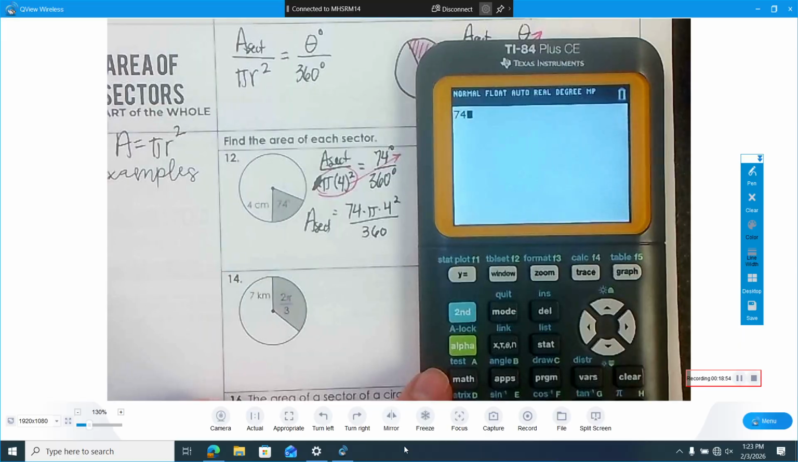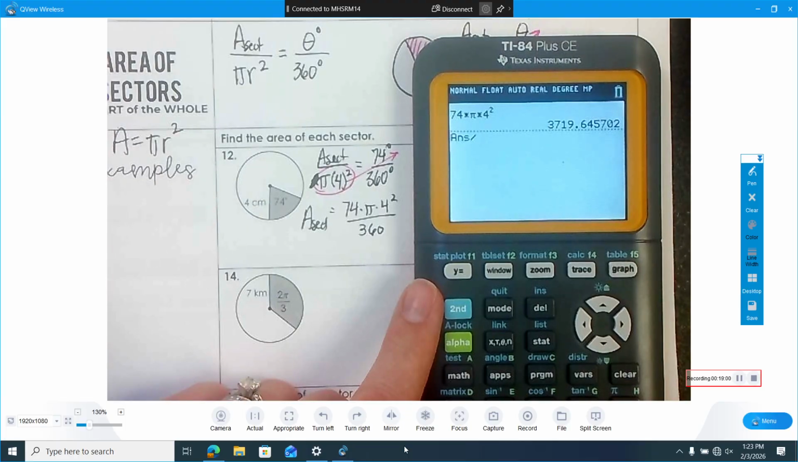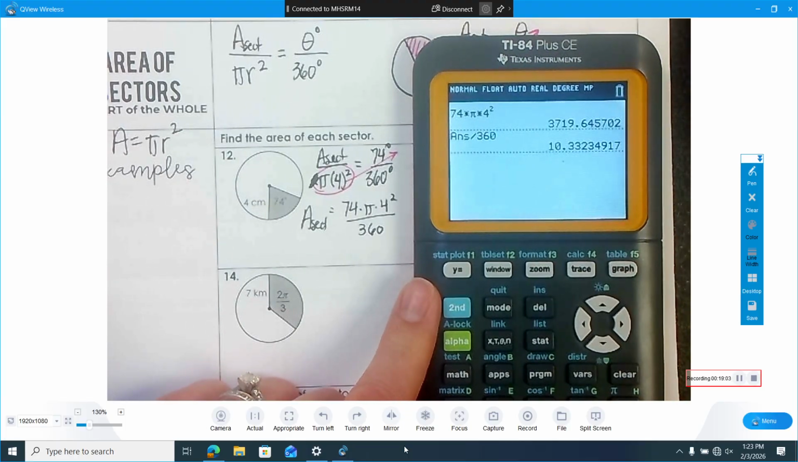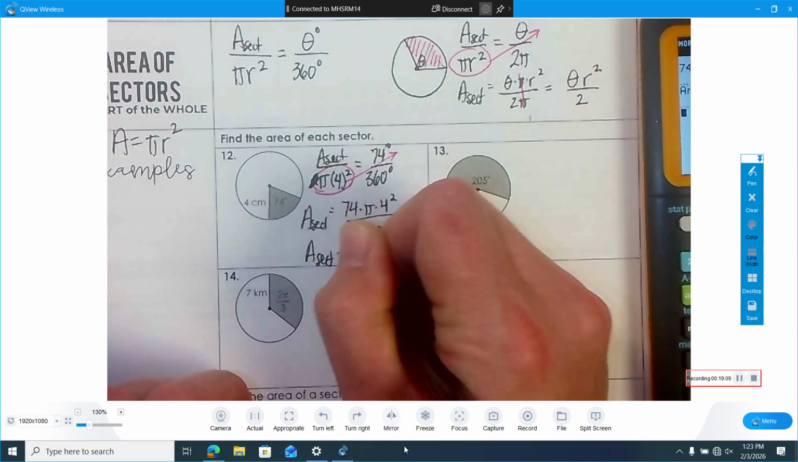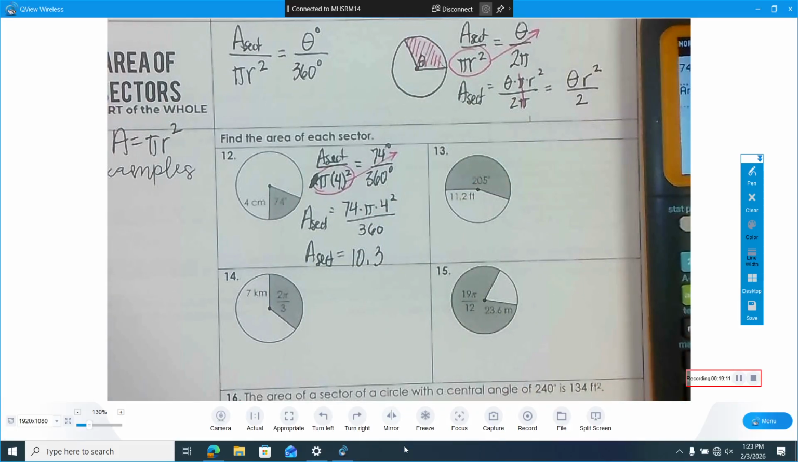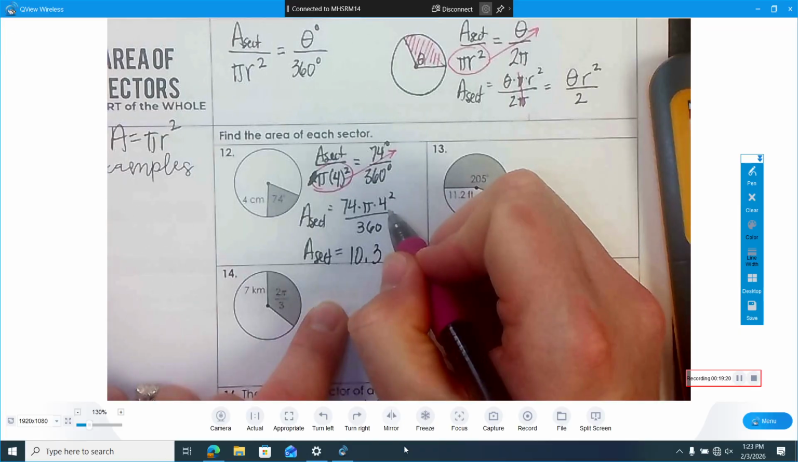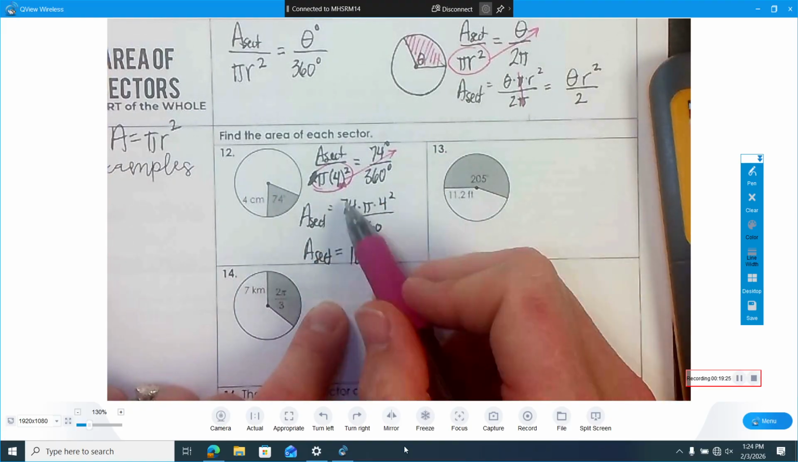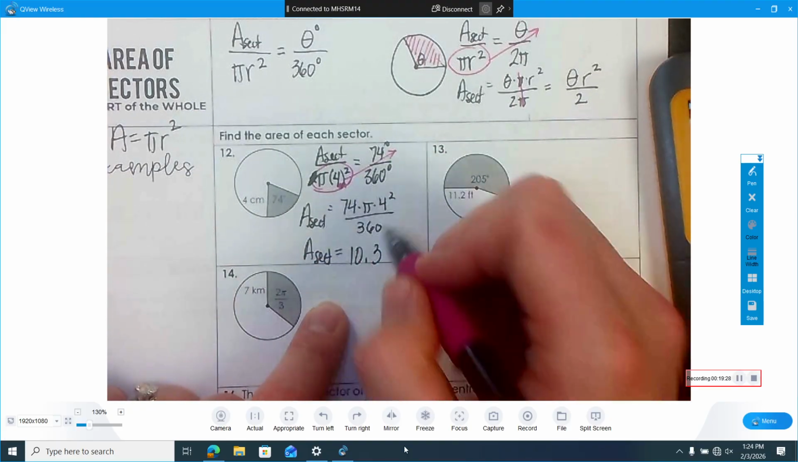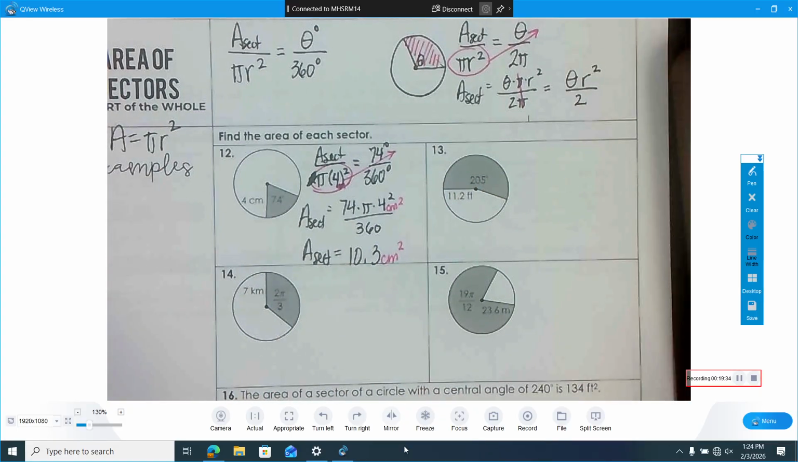Let's see, 74 times pi times 4 squared, and then all divided by 360, and I'm getting 10.3. So the area of that little sector is 10.3. Ooh, units. What are the units? Square centimeters. How do you know they're squared? Right, when you plug in your radius of 4 centimeters, you square that. So we do get centimeters squared as well. Centimeters times centimeters is centimeters squared.